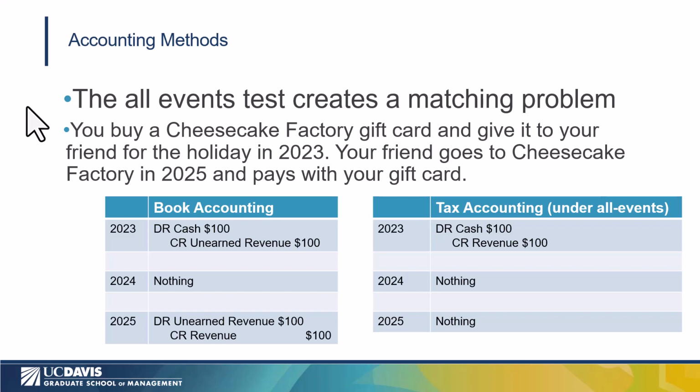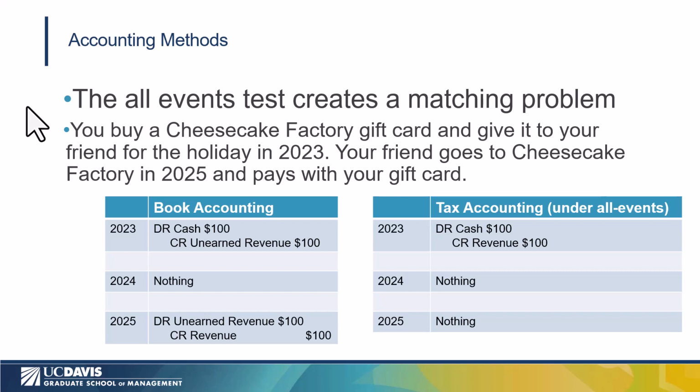In 2024, nothing happens because nothing's presented. Then in 2025, when the gift card is presented, and presumably they spend all of it, now we would debit the unearned revenue and credit revenue. That's just basic unearned revenue accounting. There's nothing magical about that.